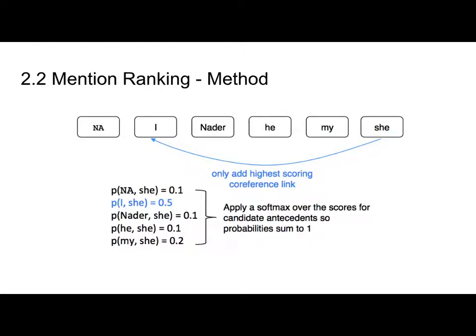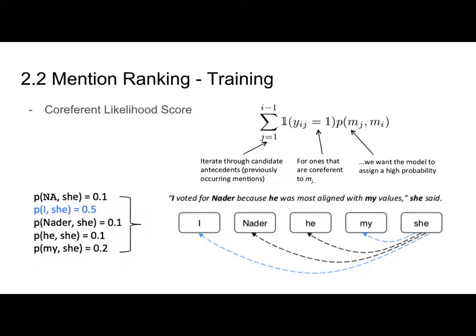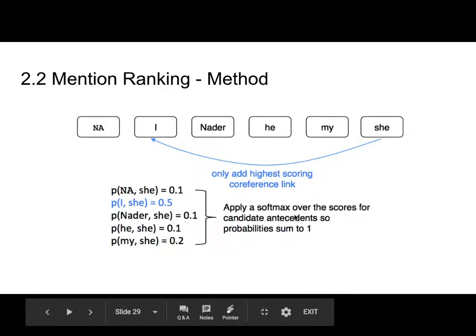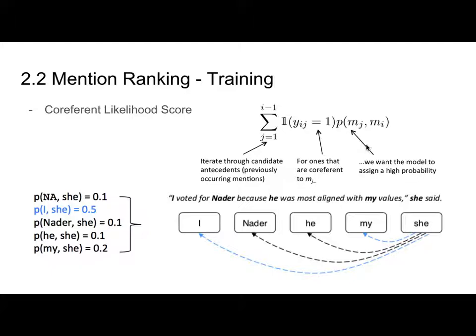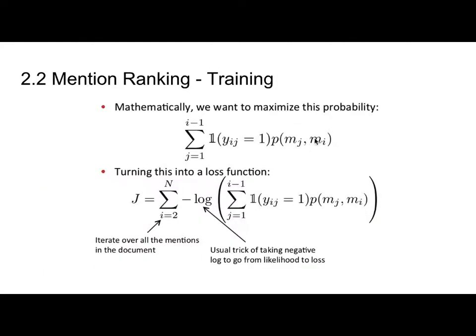So you also do the score calculation, and basically you can use a softmax function over your score and then only keep the highest score link. And when you're training, you just need to sum your score and you try to maximize the amount of correct coreferencing calculation that you can have. And to maximize this, you just put it into a log and use it as a loss function.